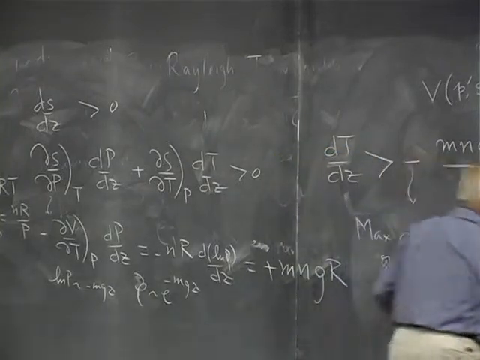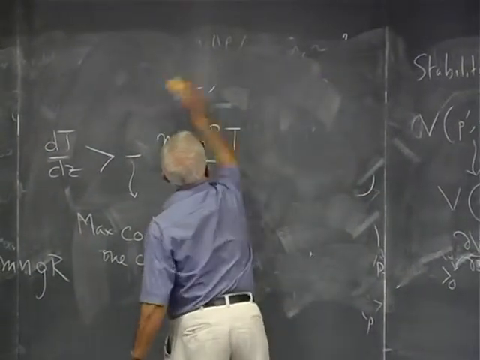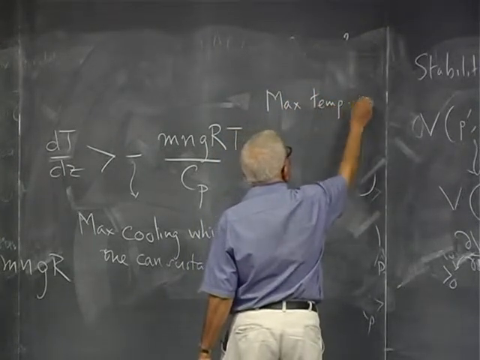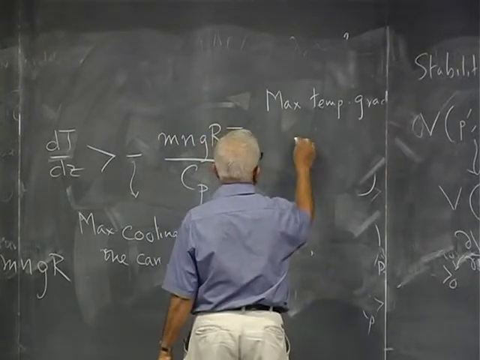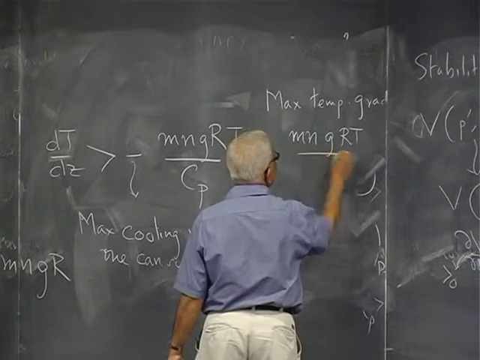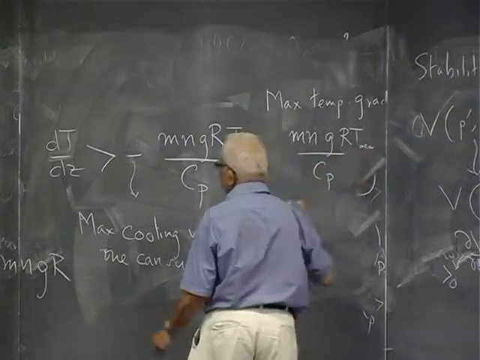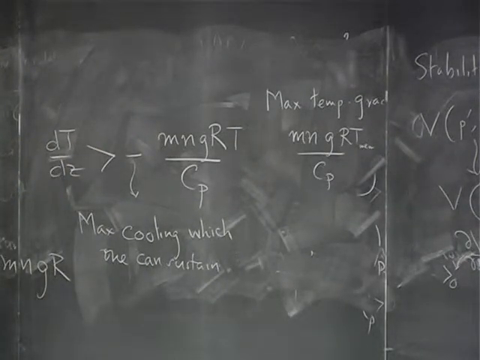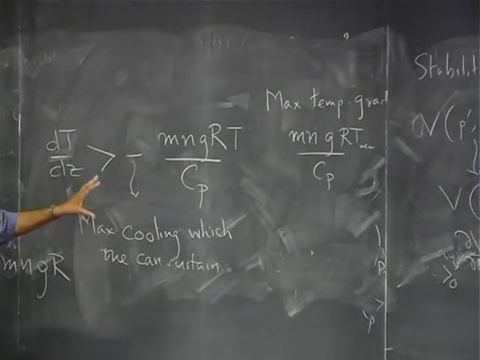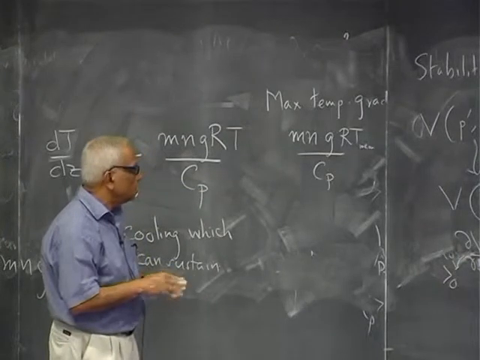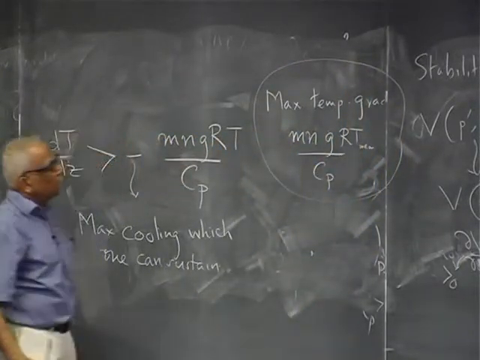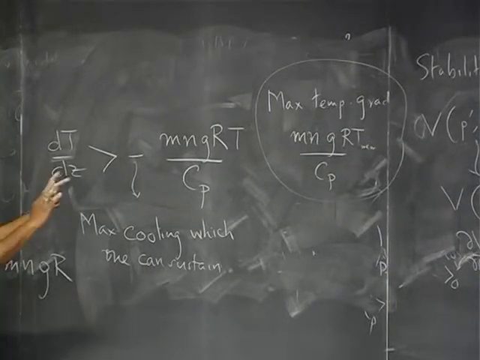The atmosphere would be stable, so the maximum temperature gradient that it can sustain is m times n times g times RT over Cp. That's the sort of T mean over here. And one needs to look at the algebra a bit closely to see if this can be further simplified. But the 1 over Cp is certainly right, and the g on the top is certainly correct. So the maximum temperature gradient, or rather the adverse temperature gradient, that you can sustain for a stable atmosphere has a certain critical value.